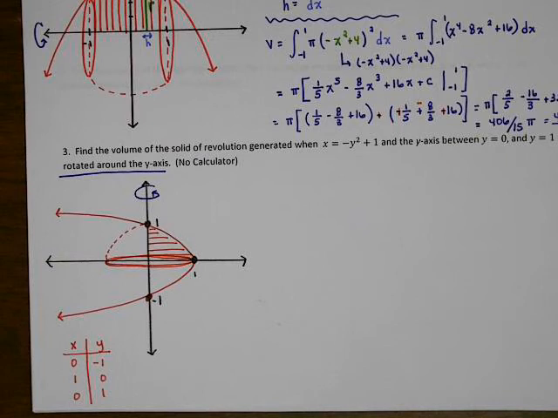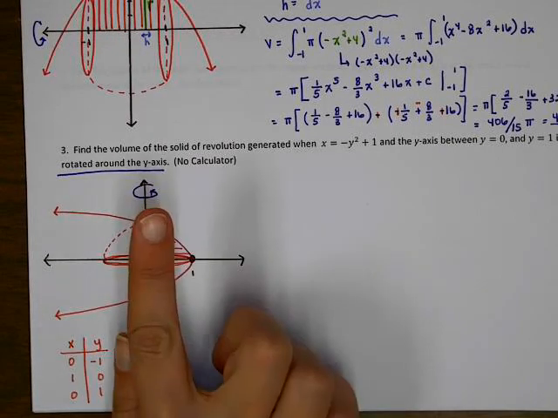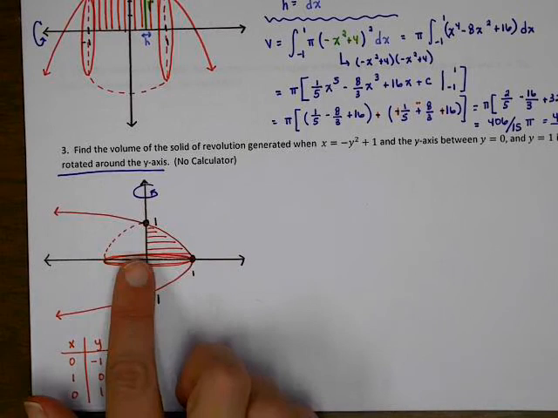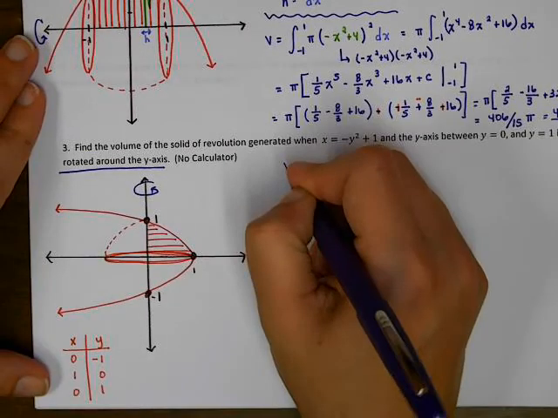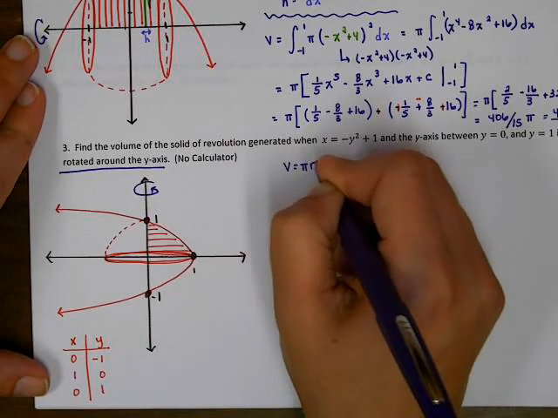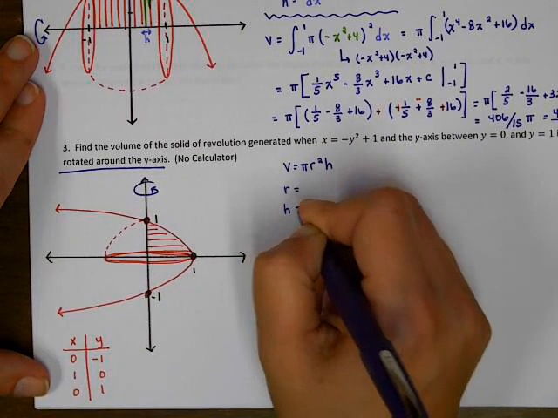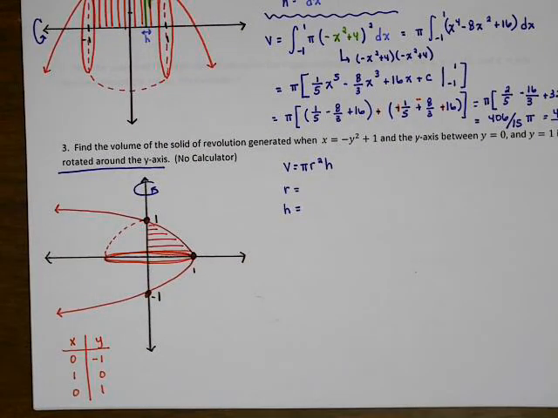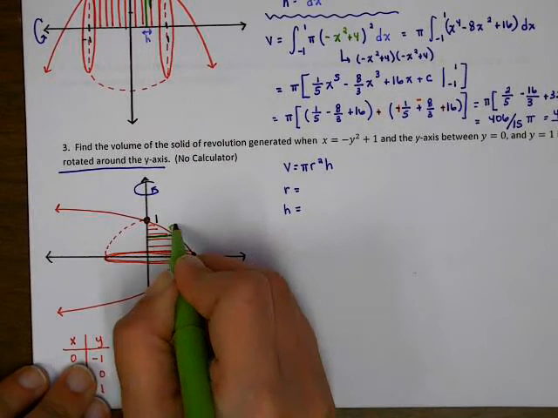In order to do this problem, because we are revolving around the y-axis and everything is going from right to left, we're going to do everything in this problem with respect to y. We're still going to use the same volume formula as before. We still need to figure out our radius and our height, but it's just going to look a little bit different. Our radius this time will be this distance.